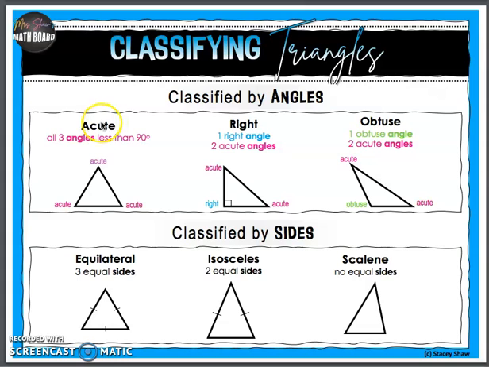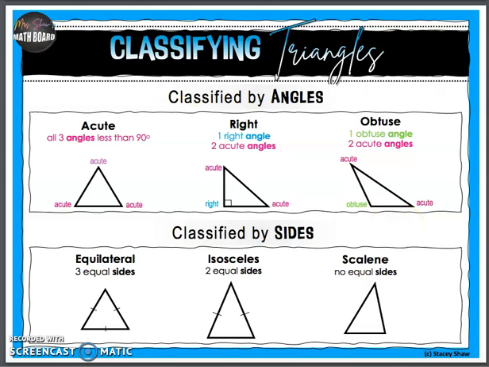In the first one, it's an acute triangle. All three angles are less than 90 degrees. We have our two acute angles, and that third angle is acute as well. If they're all acute, then it's considered an acute triangle. The second one, we have two acute angles, and that third angle is a right angle. So this is considered a right triangle. And then the third one, we have our two acute angles, and the third angle is obtuse, which is greater than 90 degrees. So that's considered an obtuse triangle.